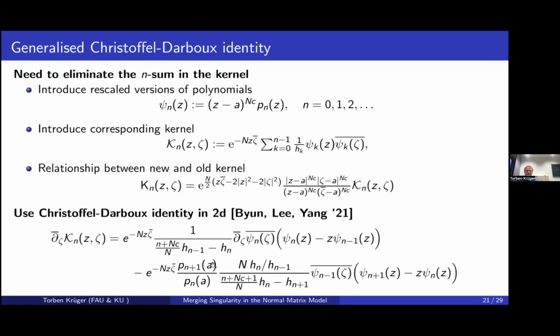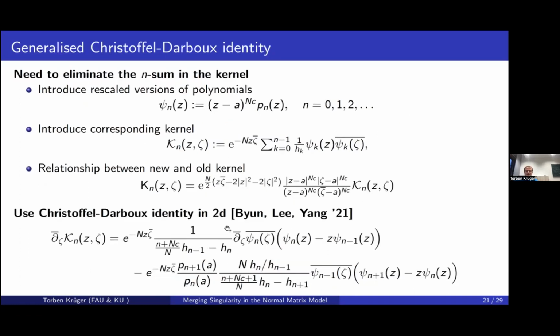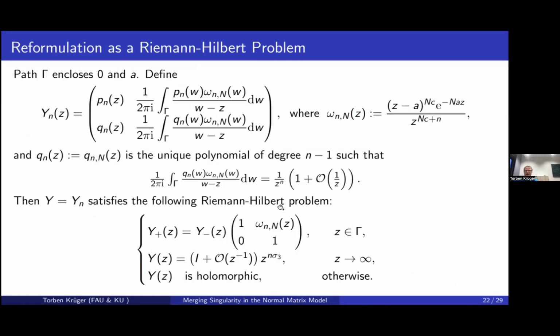Okay. And these hn's, these are the normalization constants from the orthogonality condition. So these are just some independent numbers, but this depends only on finitely many of them, just the h n minus 1 and h n plus 1. Okay, and then you have to compute all of them, in the limit n tends to infinity. And the way this is done is by formulating a so-called Riemann-Hilbert problem.